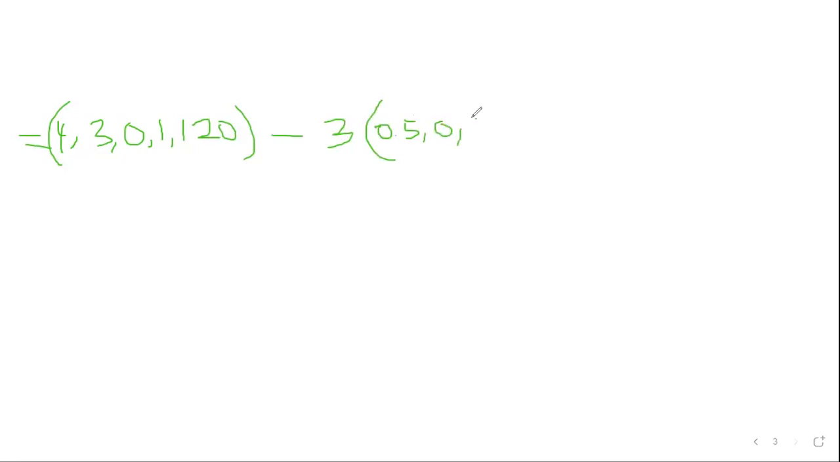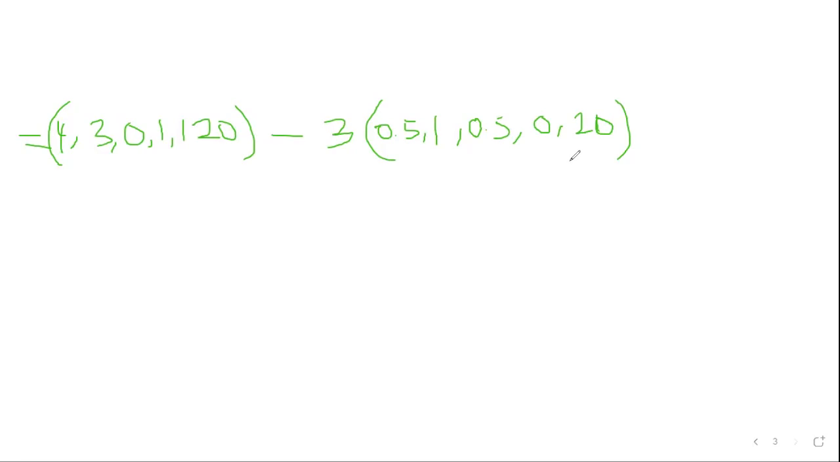0.5, 0. Are you sure? Because something is left out. 20. And there was a 1 somewhere. Please give me the right figures. So 0.5, 1, 0.5, 0, and 20.